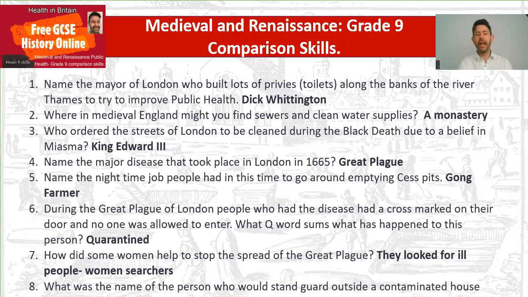Question 7, how did some people help to stop the spread of the Great Plague? They looked for ill people. Women searchers were sent around looking for ill people to see who had the disease. And what was the name of the person who would stand guard outside a contaminated house during the Great Plague? A watchman. They would make sure the diseased person did not leave their house and stayed in there. And then after 40 days, they could come out if they were still alive. So how did you get on?